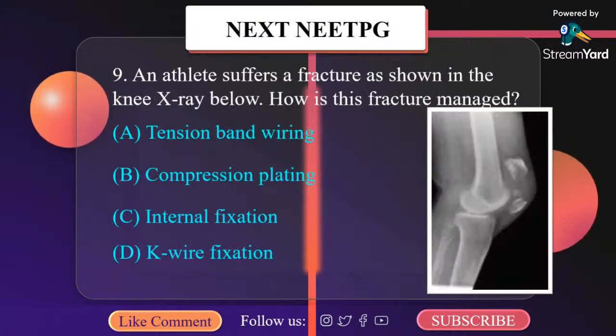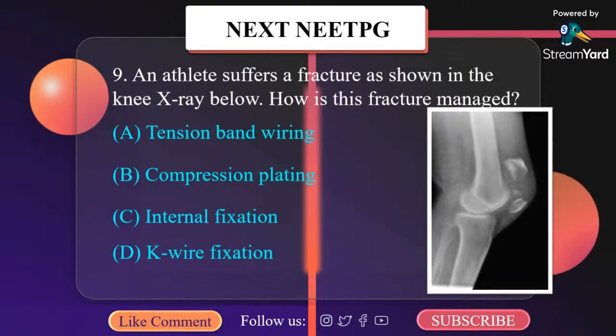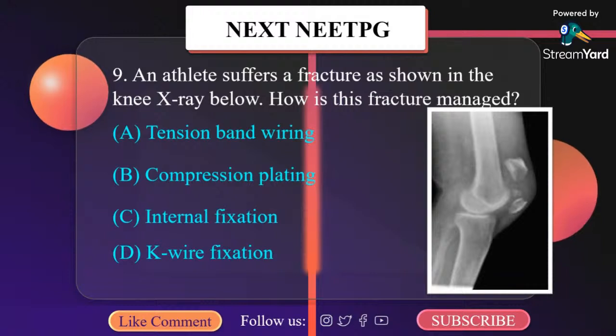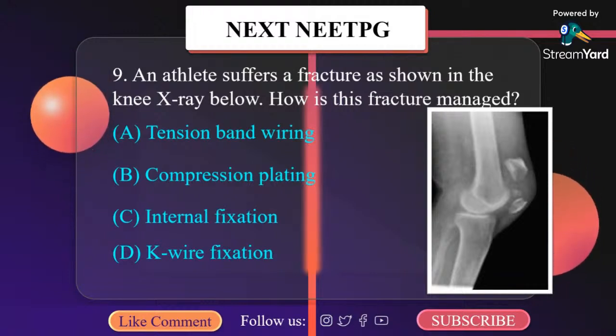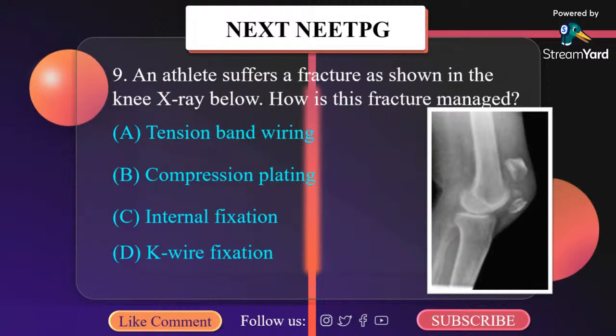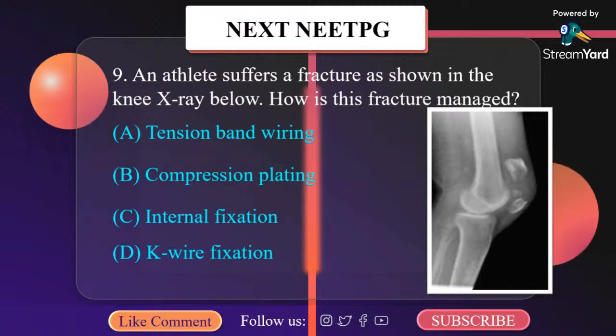An athlete suffers a fracture as shown in the knee X-ray below. How is the fracture managed? A. Tension band wiring. B. Compression plating. C. Internal fixation. D. K-wire fixation. The given X-ray shows a displaced transverse fracture of patella, which is treated by tension band wiring. So the correct answer here is tension band wiring.